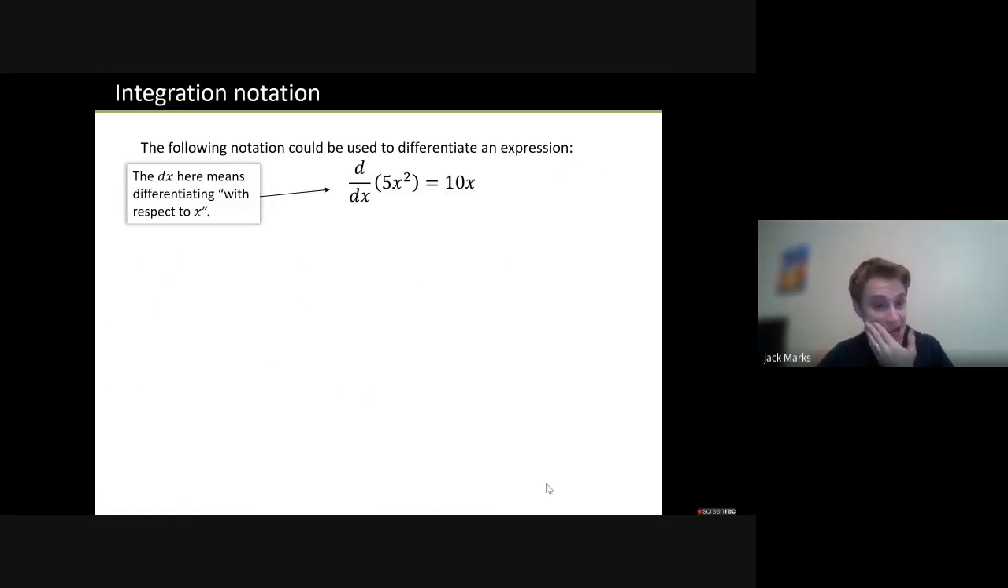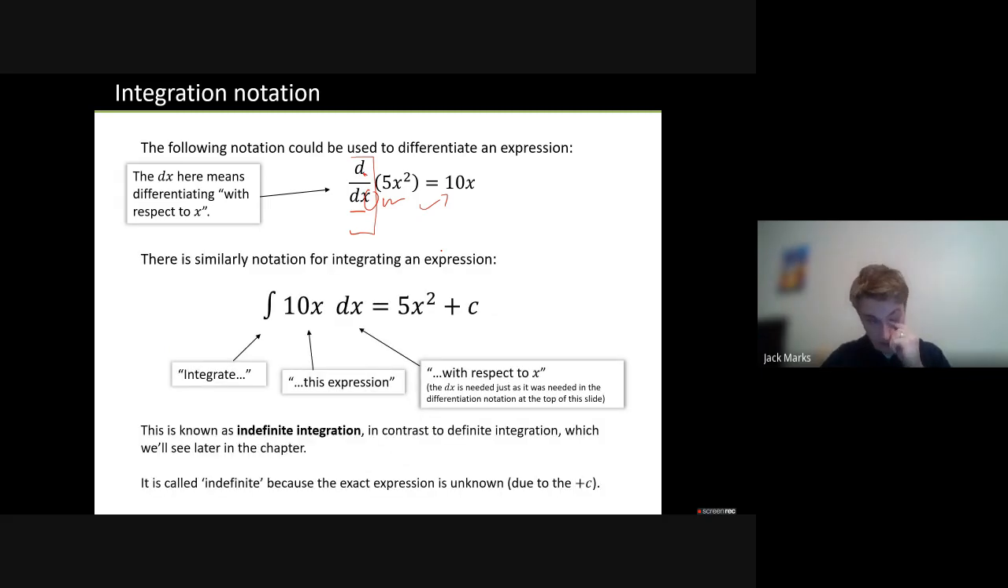So we're starting to understand now a little bit the notation. So if we differentiate, this is what this means. If we differentiate the x's in this expression, then we get that thing there. Well, we can express the same idea backwards with integration notation. So if we integrate this thing here and we integrate the x's, then we get this thing over here.